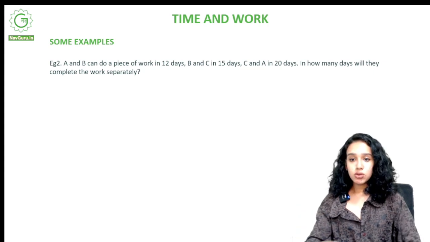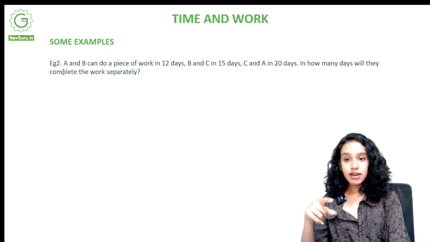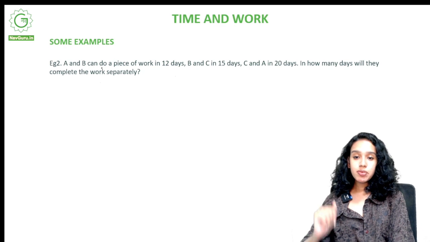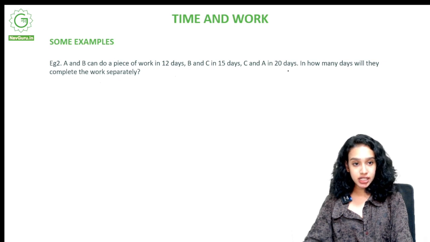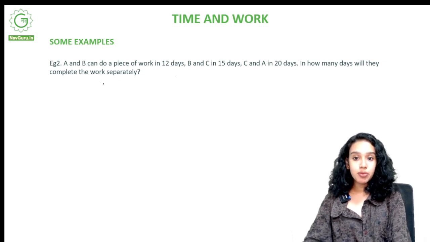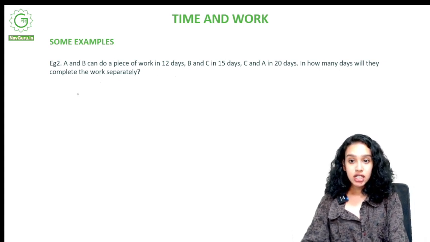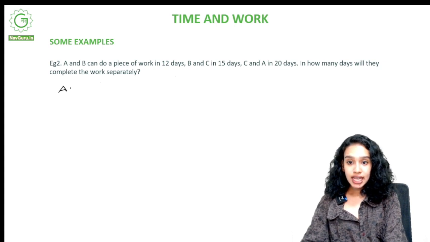Now, let's calculate. We have an example here. A and B can do a piece of work in 12 days, B and C in 15 days, and C and A in 20 days. In how many days will they complete the work separately, right? So here we have A's and B's. We are just calculating one day's work, okay?